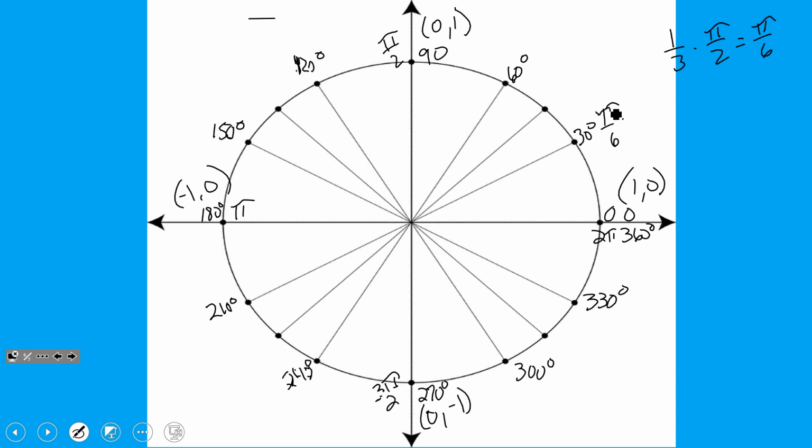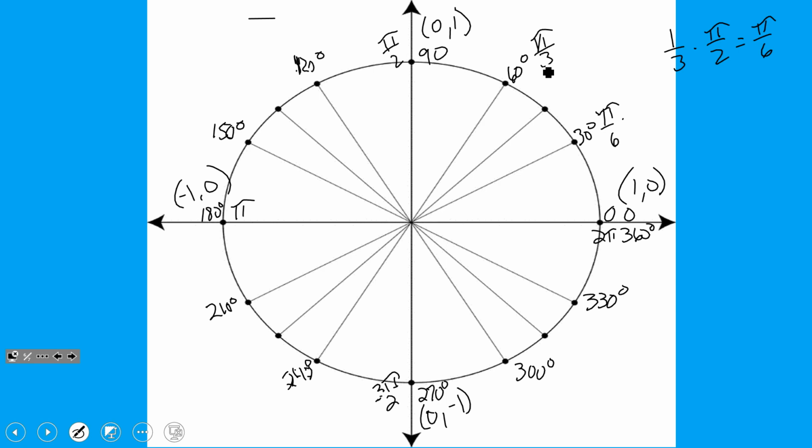So this one's pi over 6, okay? So that's how we're going to count it. We're going to count this as 1 pi over 6. 60 would be 2 pi's over 6, but what is 2 pi over 6 reduced to? Pi over 3. You with me? 90 would be 3 pi's over 6, which is a half.